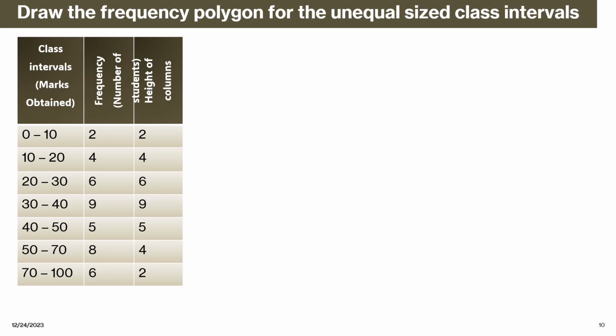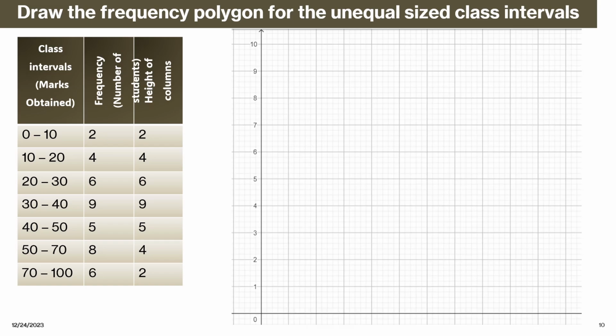Now, we are going to learn how to construct a frequency polygon for unequal size class intervals. We have learned how to construct a histogram for unequal size class intervals in the previous lesson. Using that knowledge, first you construct the histogram. Next, mark the mid-values of each column on the top of the bars.